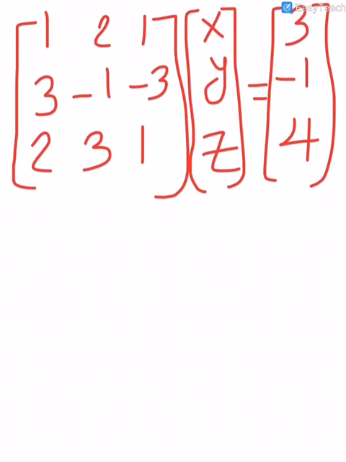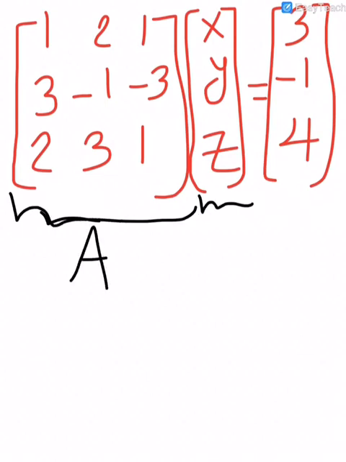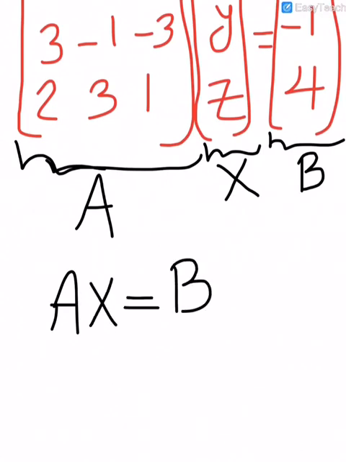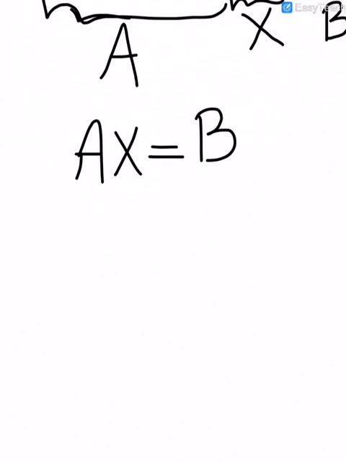Now see, we have a system of equations in matrix form. We call this one the matrix A, which is the coefficient matrix. We call this one X, which is the unknown matrix. And we call this one B, which is the answer matrix, the known matrix. So the form of this equation is A times X is equal to B. Okay? Now we know how to find X, right?